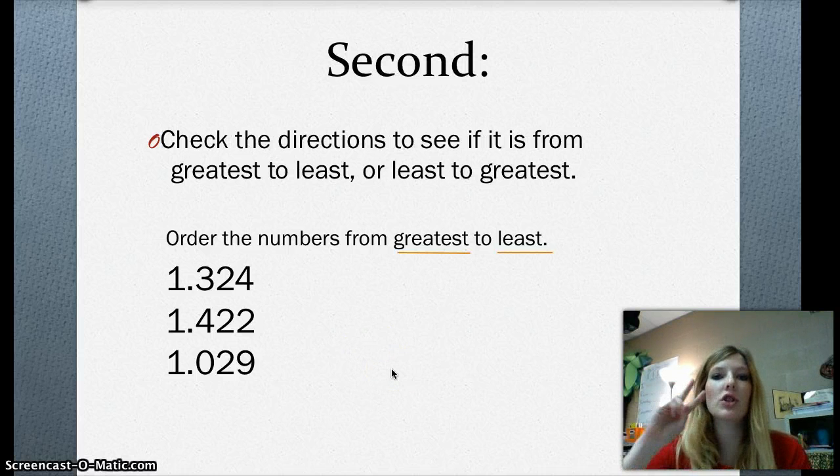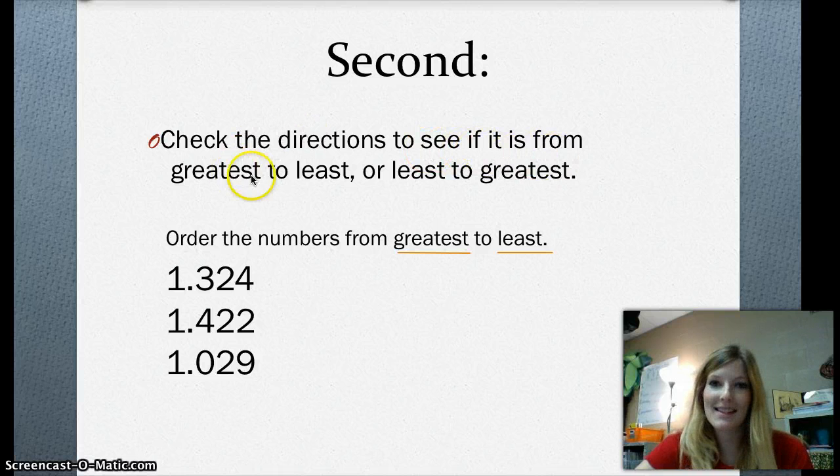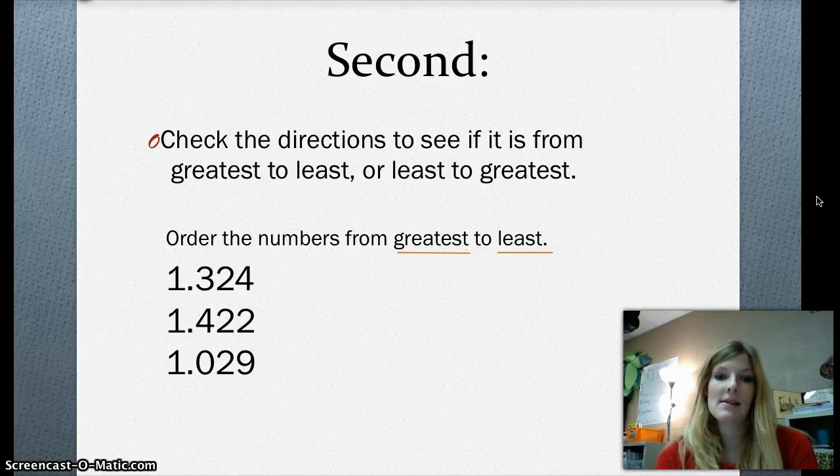Okay, step number 2. So go ahead and write step 2. Check the directions to see if it is from greatest to least or least to greatest. This is a very important step because this is where we can get caught up and actually get the answer wrong if we're not reading very carefully. I'll give you a second to write those directions down.